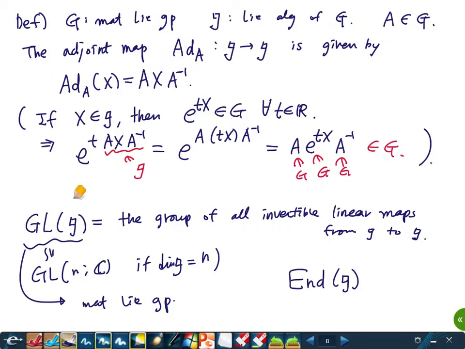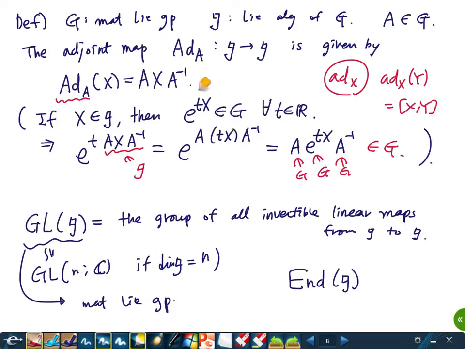Now, if you remember, I told you that we want to now compare this with ad X. We checked, we know this. So we have two adjoint maps. They're different, but they have the same name: adjoint map written in capital letter, and adjoint map written with this lowercase letter. This is [x, y], and this is defined like that. They're different. Their domains are different, etc.